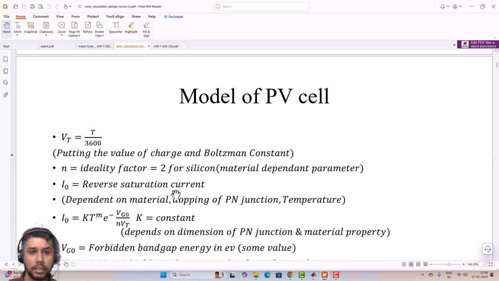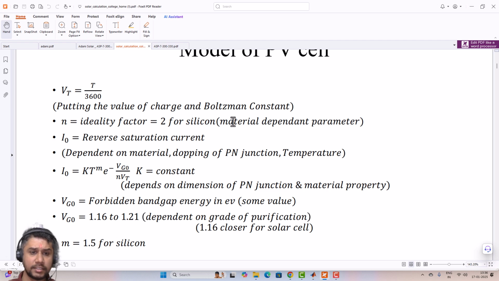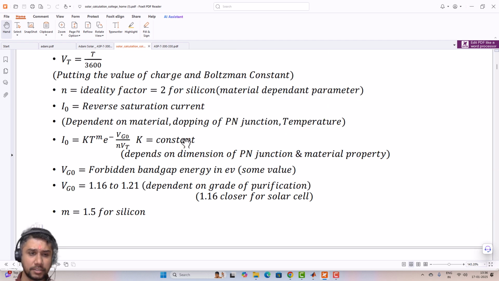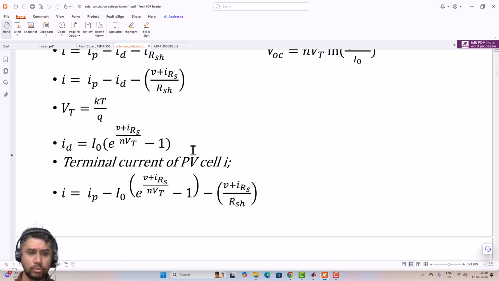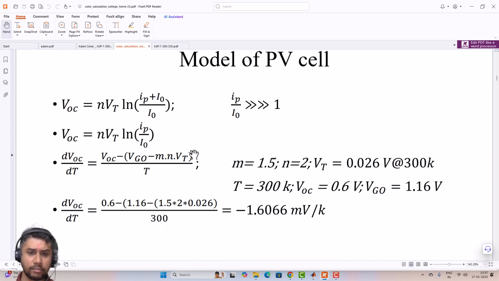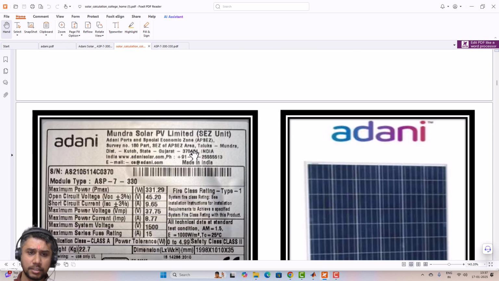So here for the calculation purpose, this is the model of the PV cell, and these are some equations which are required for the simulation purposes, for mathematical calculations. No need to remember them right now, because as and when required I will explain them and we can use this for the calculation purpose.